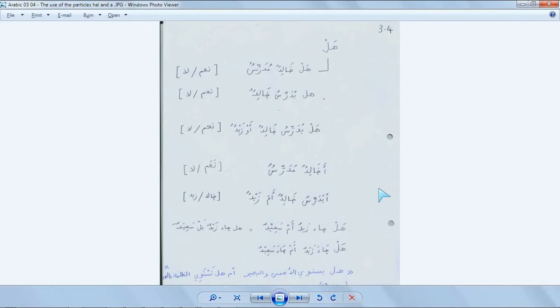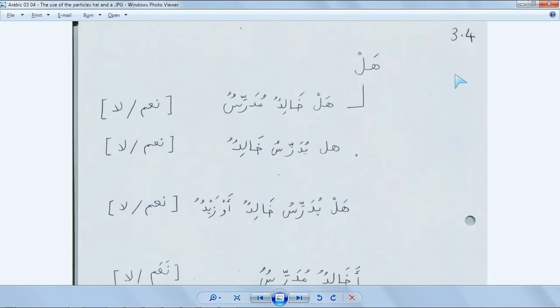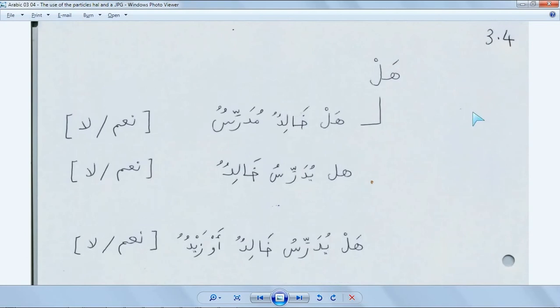والسلام على رسول الله. This is the help video for the Nahmad and Haywood book on Arabic grammar called A New Arabic Grammar, Chapter 3, Paragraph 4. In this paragraph, Nahmad and Haywood introduce the harf particle called hal.